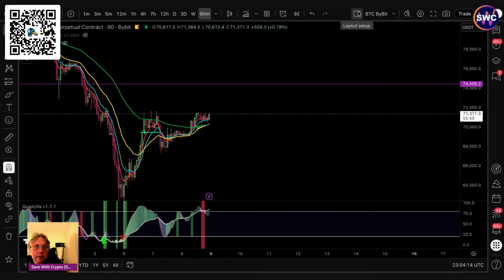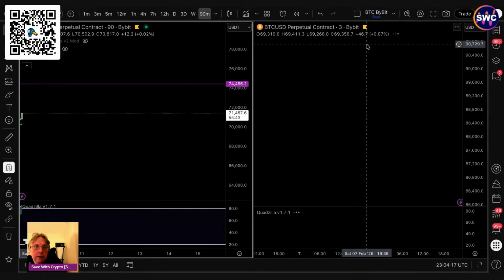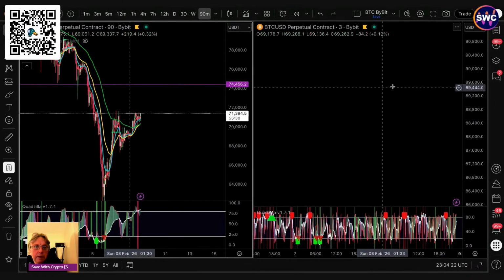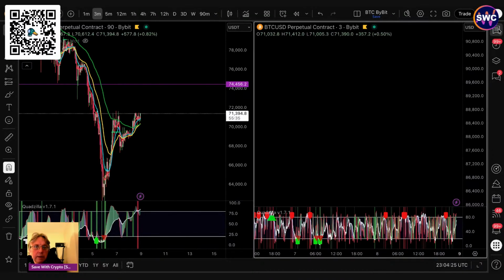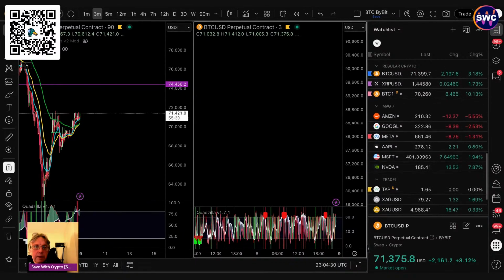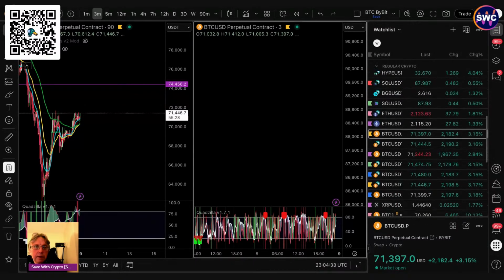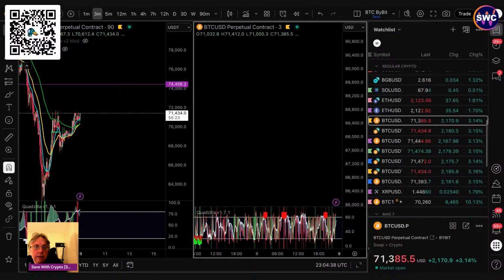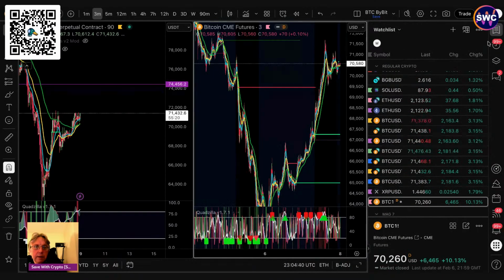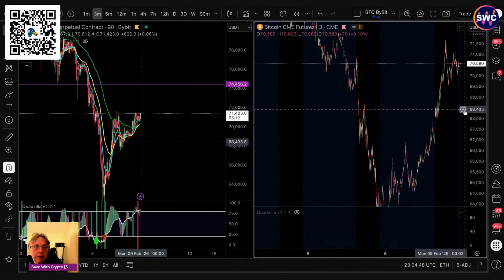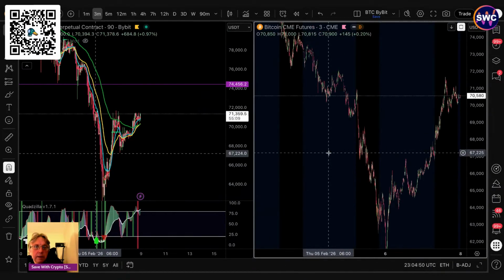I am going to split the screen, and I'm going to change that to the CME from Friday. Okay, so that's that one there. And turn off Quadzilla on that one for the time being.